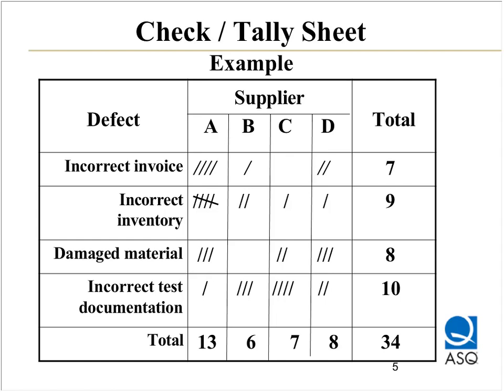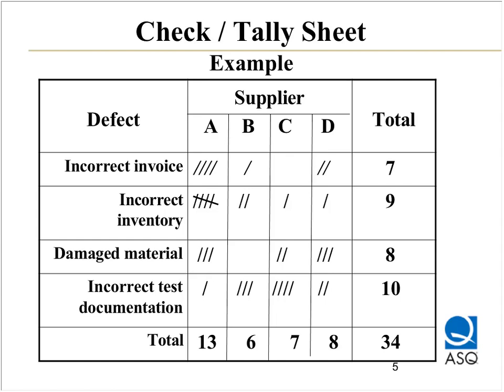Well, we can see that we have 7 incorrect invoices, 9 incorrect inventory, et cetera, totaling to 34. But rather than seeing it across the board and mixing apples with oranges, what we do is we stratify it by supplier so we can see what the contribution to the defect rate is by each individual supplier. And in doing that, we have a 4-way stratification for suppliers, and in this case, a 4-way stratification for defects, with the result that we now have a better knowledge of where we want to attack our situation. We want to deal with the worst first.